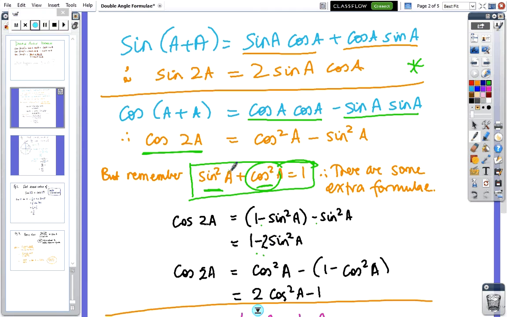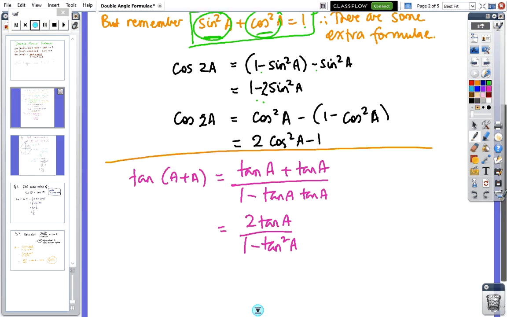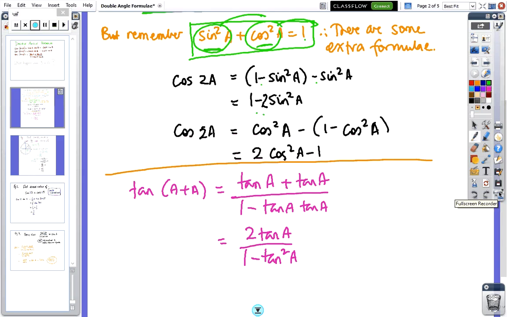Or if you take sine squared across the other side, you end up with another formula. If I replace sine squared with 1 minus cos squared, then I've got minus, and a minus is a plus, so I end up with 2 cos squared A minus 1. So there are 3 formulas for cos 2A, which you have to know. And with the last one, tan A plus A is tan 2A, so it ends up being 2 tan A over 1 minus tan squared A.